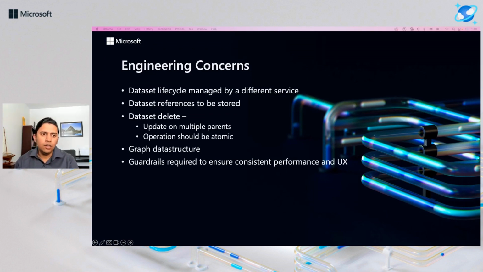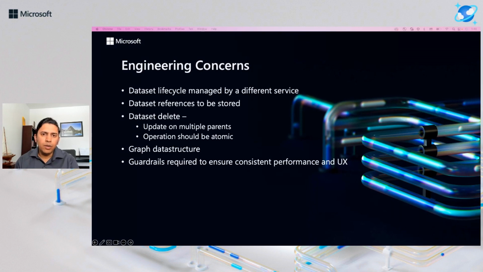As you saw earlier, a dataset can belong to multiple data groups. As a result, when a dataset is deleted, we need to perform multiple updates to remove all of these references from data groups. And this operation should be atomic, which means that we cannot be in a state where the dataset reference has been removed from some data groups and it still exists in some data groups while it has been deleted.